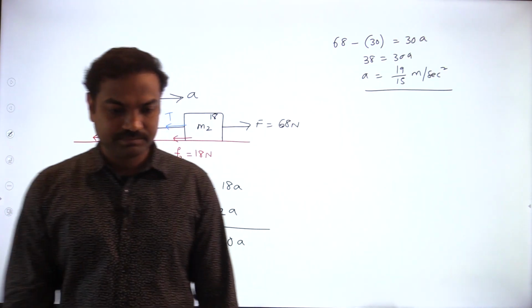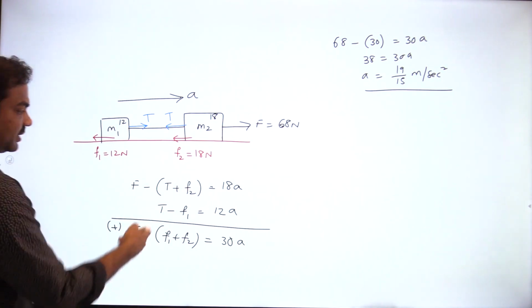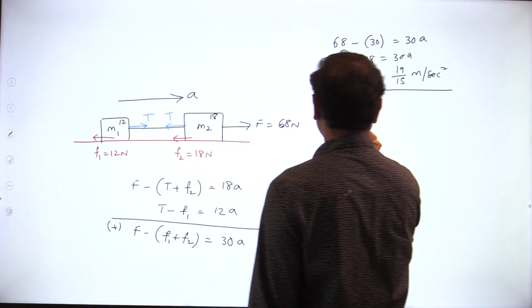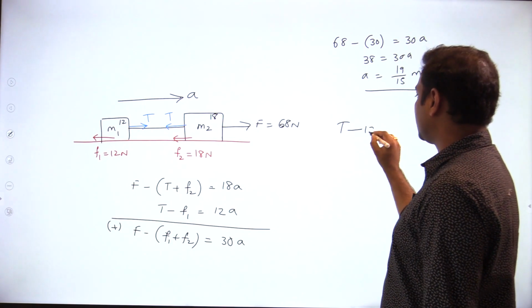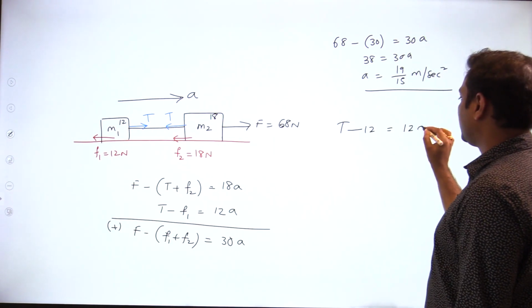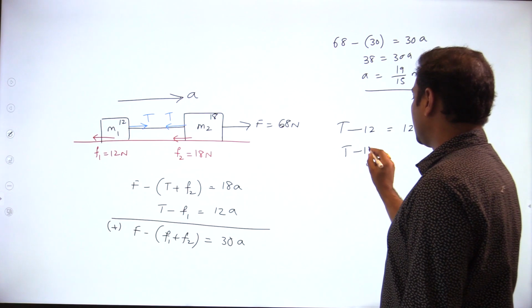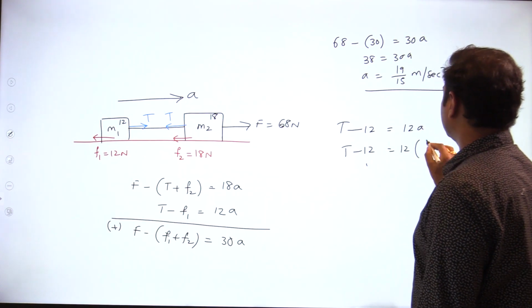This is the acceleration value. Once you know the acceleration, you can go for the tension value. What is the tension value equal to? T minus F1, which is 12, is equal to 12 into A. Okay? T minus 12 is equal to 12 into the A value.